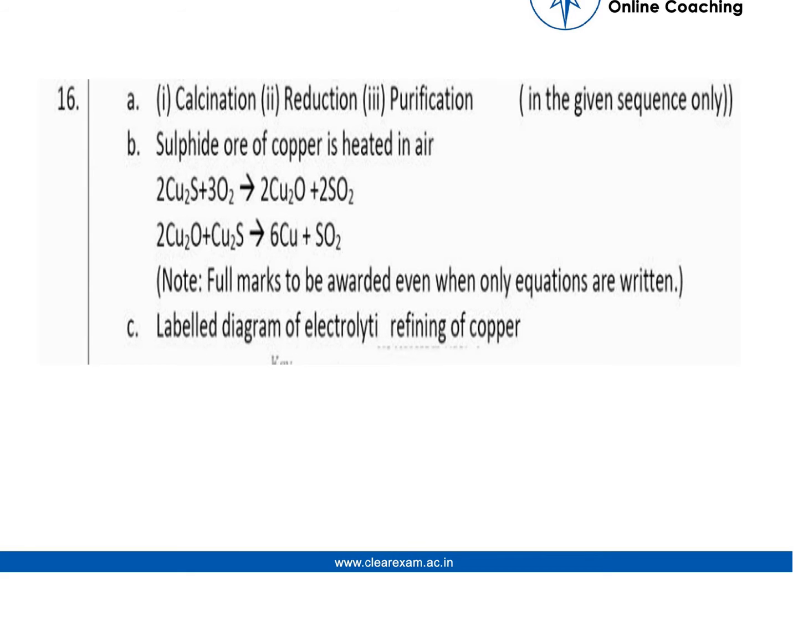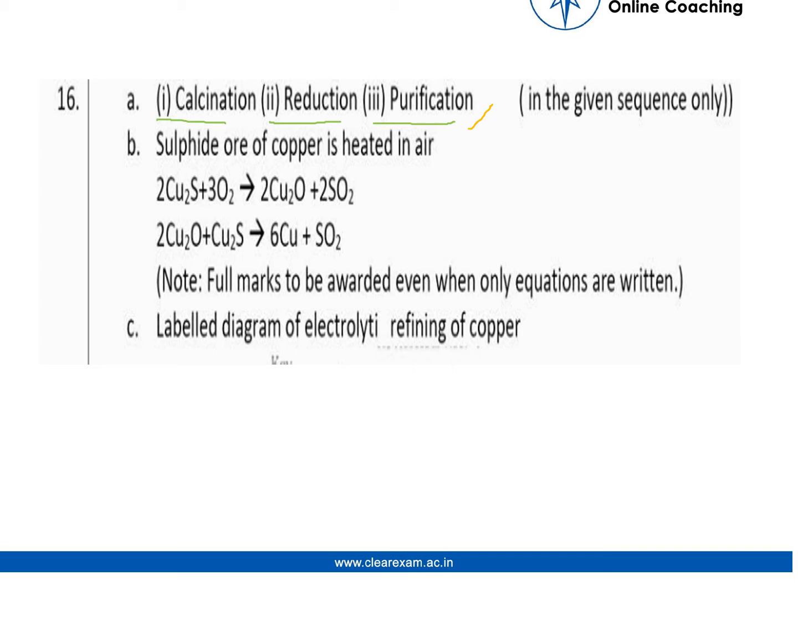The solution says, for A part, what were the three steps which were involved in the extraction of pure metals from their carbonate ores? So the three steps are, first is calcination, second is reduction, and third is purification. These three steps are performed in series. If not in series, then we would not get desired results. So if you write these three, you will get full marks.